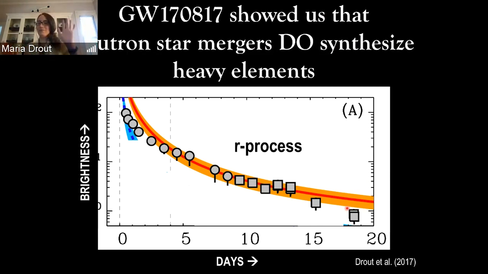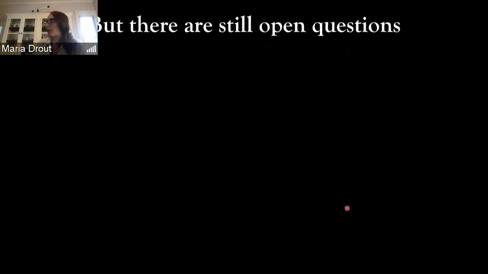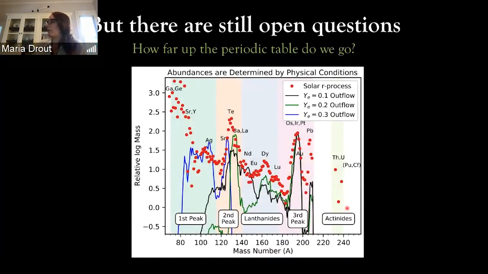Now you might be wondering, wait, wasn't that the point of your proposal? Are you telling me that this is a solved problem even before JWST? But it turns out no, there still are open questions. And one of the big ones, there are a number of them, but one of the big ones is exactly how far up the periodic table do you actually go?